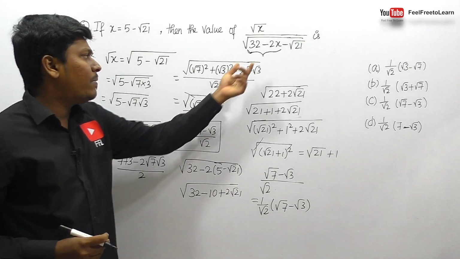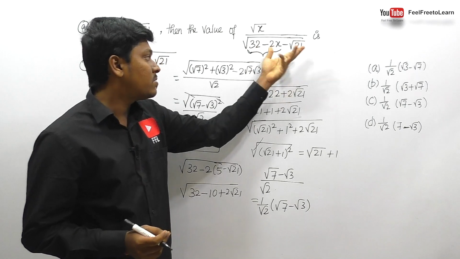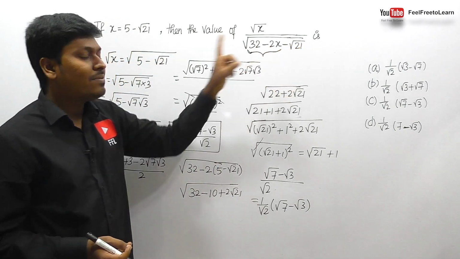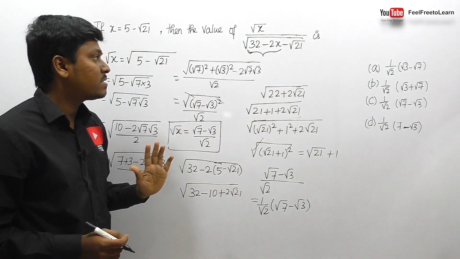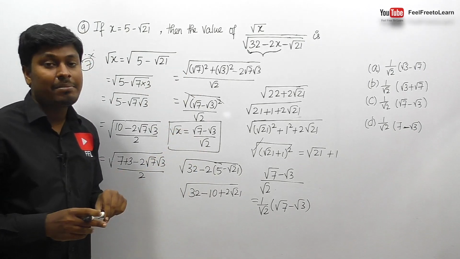So friends, listen carefully. While substituting a value here, that is root 21 plus 1, then plus root 21 minus root 21 gets cancelled, right? So the remaining will be only 1. So we don't want to write that expression. So finally we got an answer as 1 divided by root 2 into root 7 minus root 3.